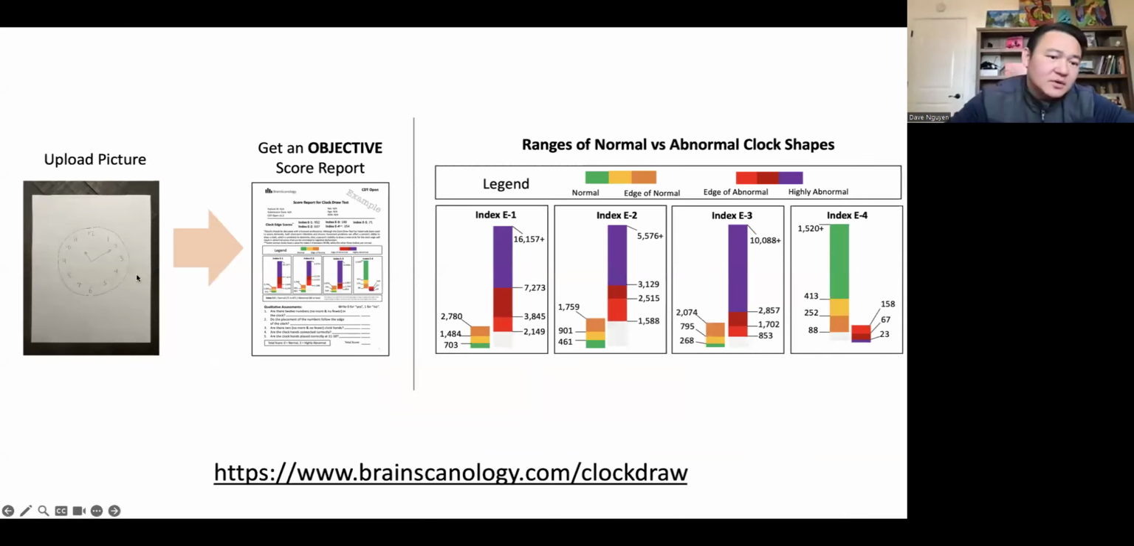And so here, each time somebody draws a picture on a piece of paper, takes a picture of it, and uploads it to the app on their phone, we will send them an objective score report with 7 numbers, and each number has a range of what we define as the normal range and the abnormal range. Thus we've turned the scoring of the clock draw test into something that is objective.